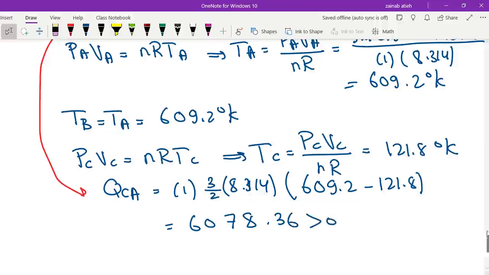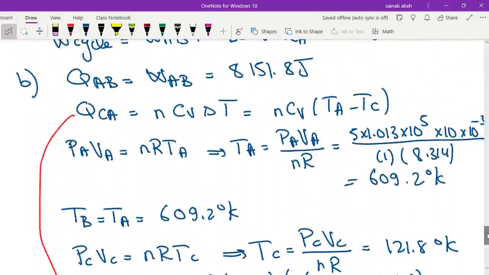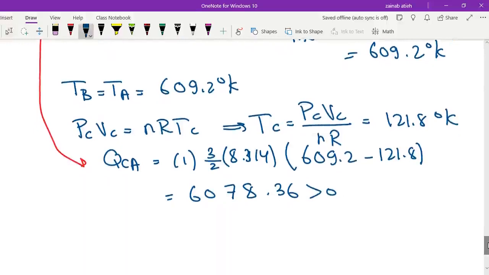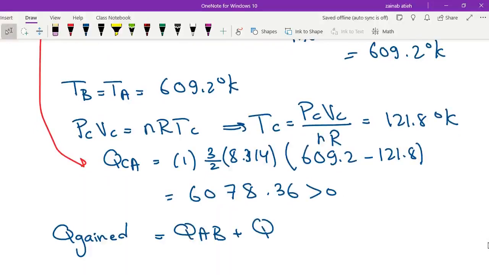Okay, so QCA is positive and the QAB is positive. QBC I won't calculate it now because it's negative. I already know that, so you can do it yourselves if you like. I will calculate it in the second part. So Q gained is simply QAB plus QCA. I add them, I will get 14230 joule. This is the quantity of energy by heat absorbed by my engine or my cycle.